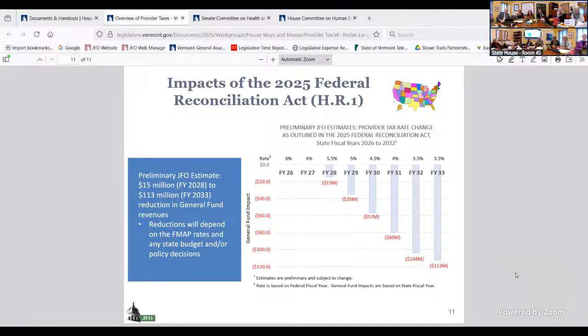You can see it doesn't start till state fiscal year 28, and we're assuming that the first year will be about $15 million reduction in general fund. Second year, 35 million. By fiscal year 30, 57 million. You can see that when it's fully annualized by fiscal year 33, this is in today's dollars, we assume it to be $113 million. But this doesn't take into consideration any healthcare reform.